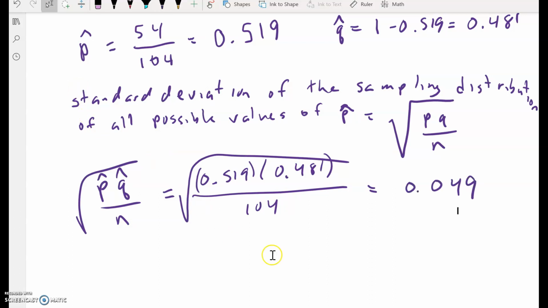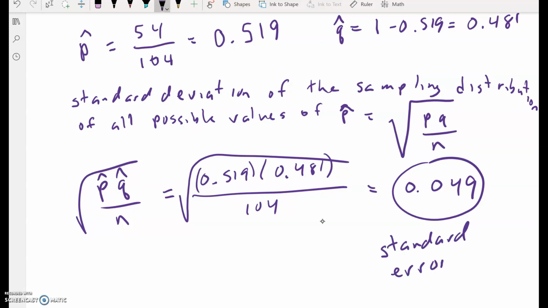Okay, so that's an estimate of the standard deviation of the sampling distribution of all possible values of p hat. Which is a huge mouthful. And so instead of saying this 0.049 is a standard deviation of a sampling distribution, blah, blah, blah, instead of saying that huge mouthful, we will have a new name for this. We call that the standard error.